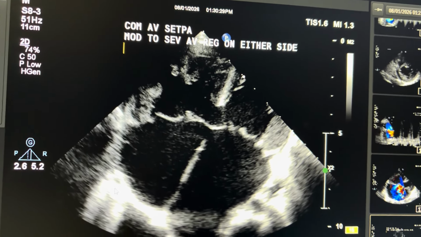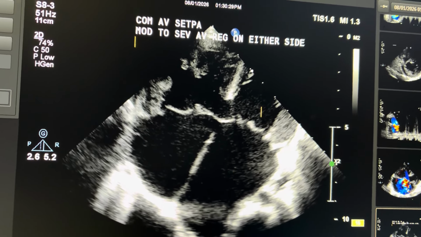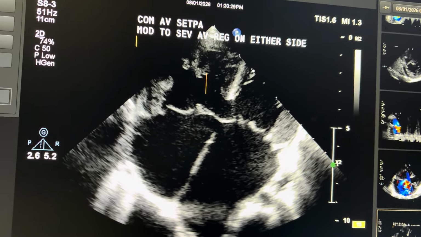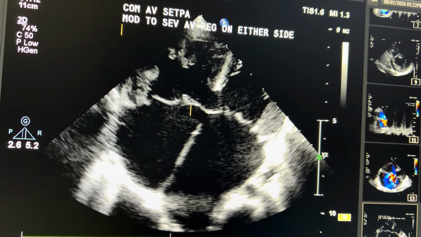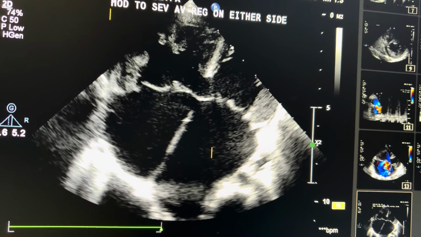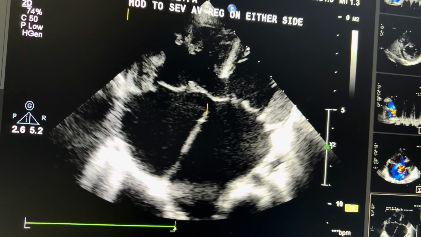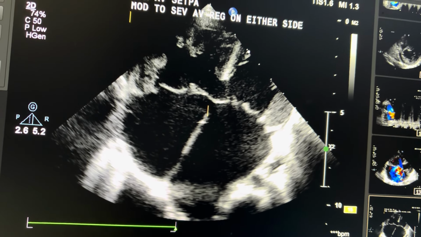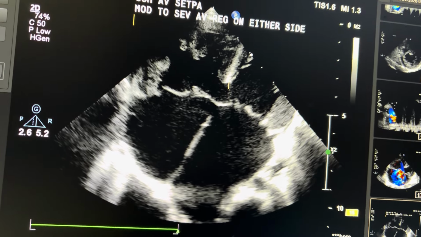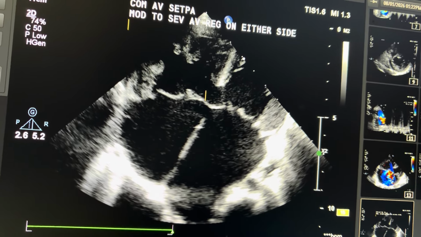In case of complete AV septal defect, you can see this is left atrium, this is left ventricle, this is right atrium, this is right ventricle. This is right ventricle focused 4-chamber view, apical 4-chamber view. So this is left atrium, left ventricle, right atrium, right ventricle. This one is inlet VSD, this is ostium primum ASD. So ultimately ostium primum ASD and inlet VSD, making this case of common AV septal defect.